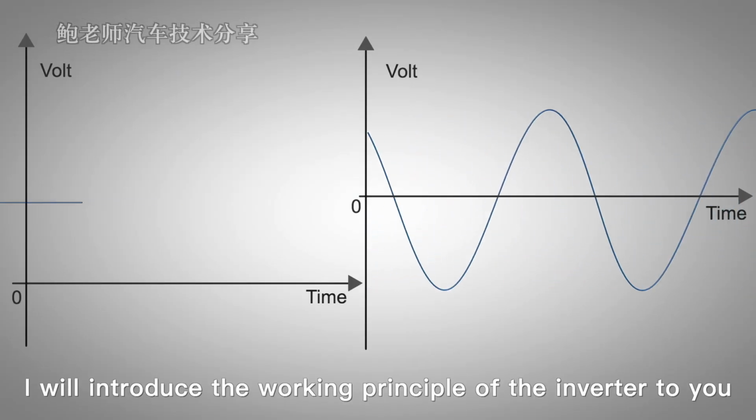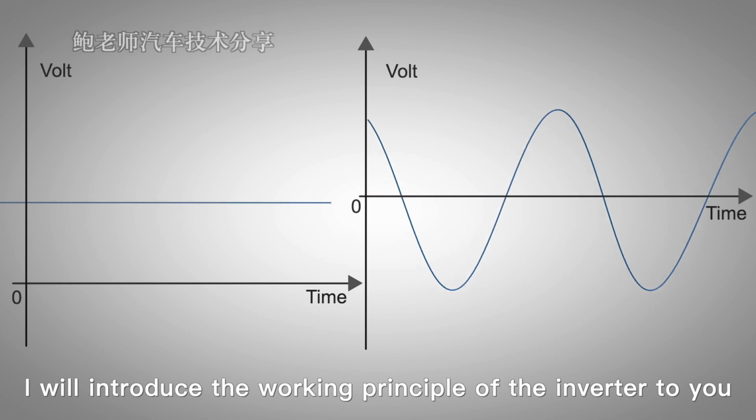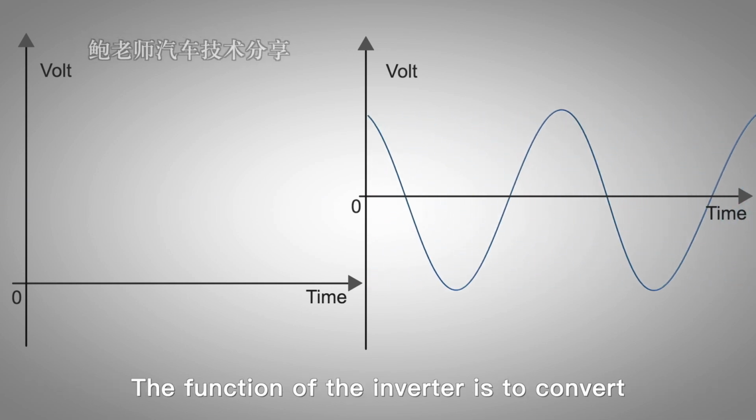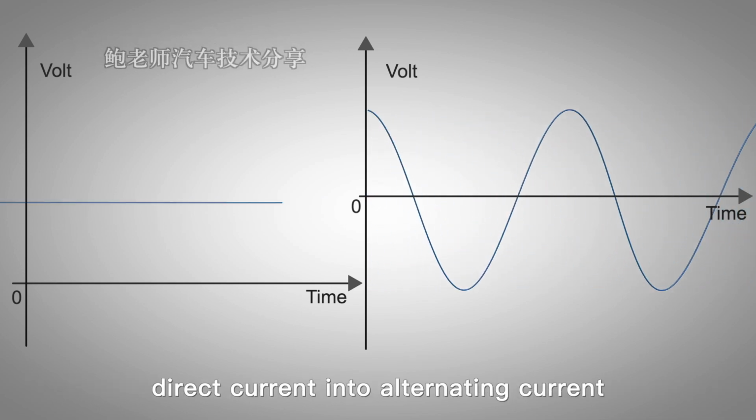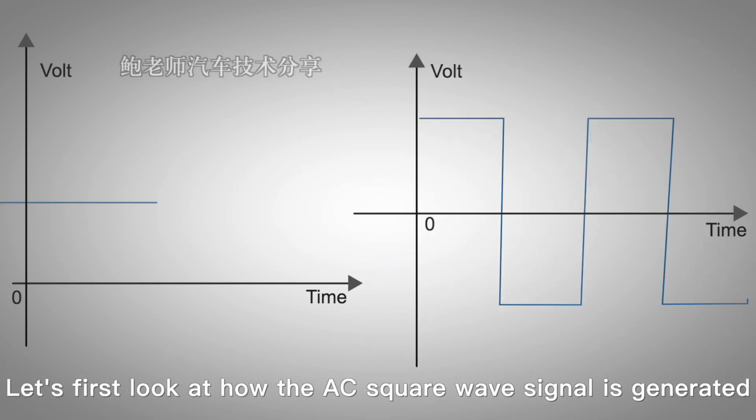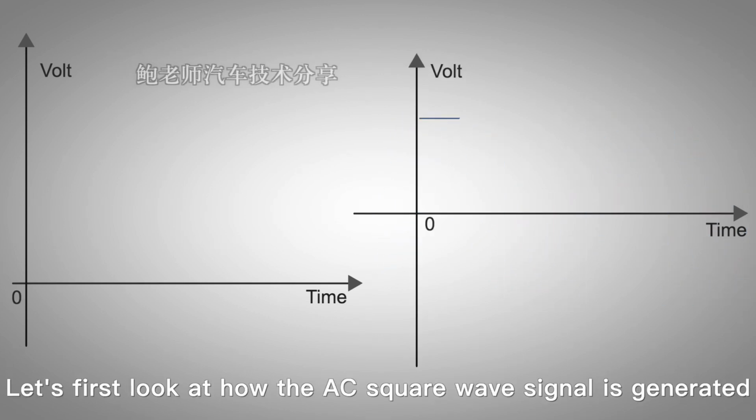Today, I will introduce the working principle of the inverter to you. The function of the inverter is to convert direct current into alternating current. Let's first look at how the AC square wave signal is generated.